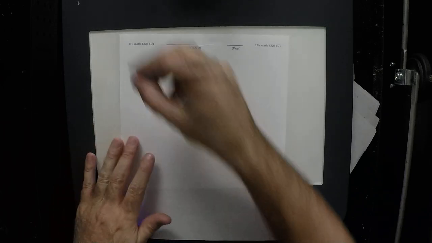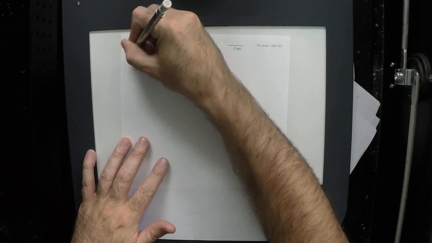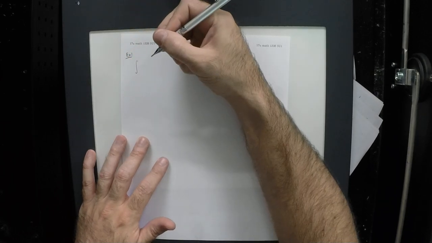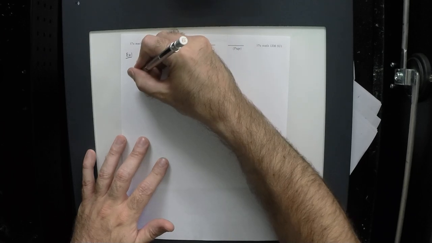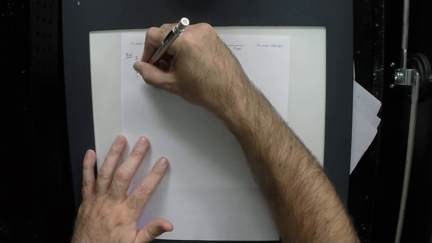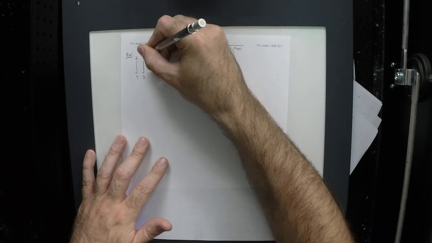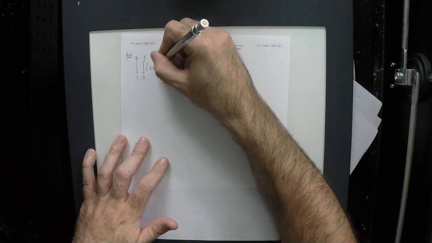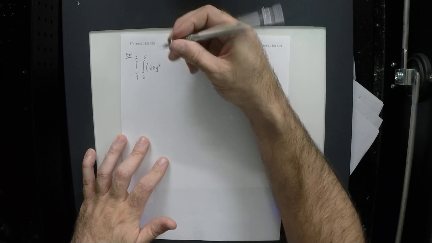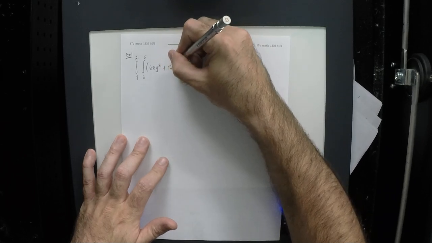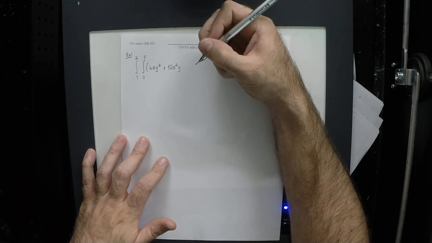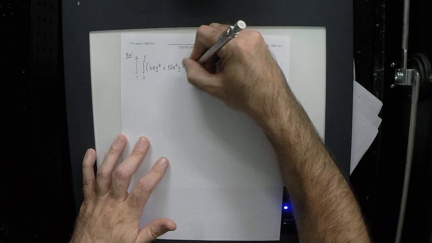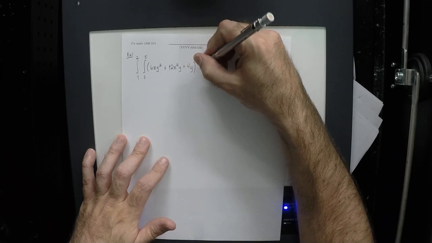Okay, let's try another. The outside one is 1 to 2, the inside one is 3 to 5, and then what we're integrating is 6xy squared plus 12x squared y plus 4y, dx dy.